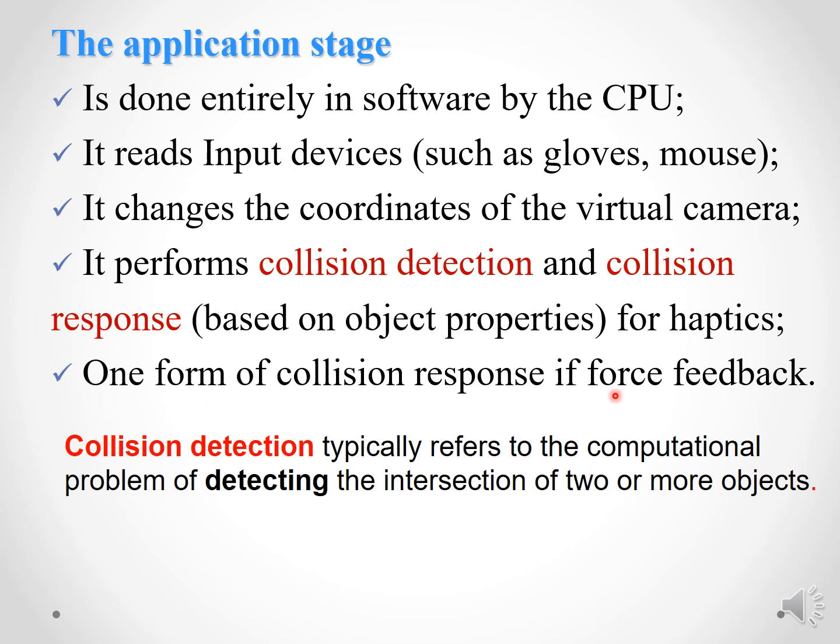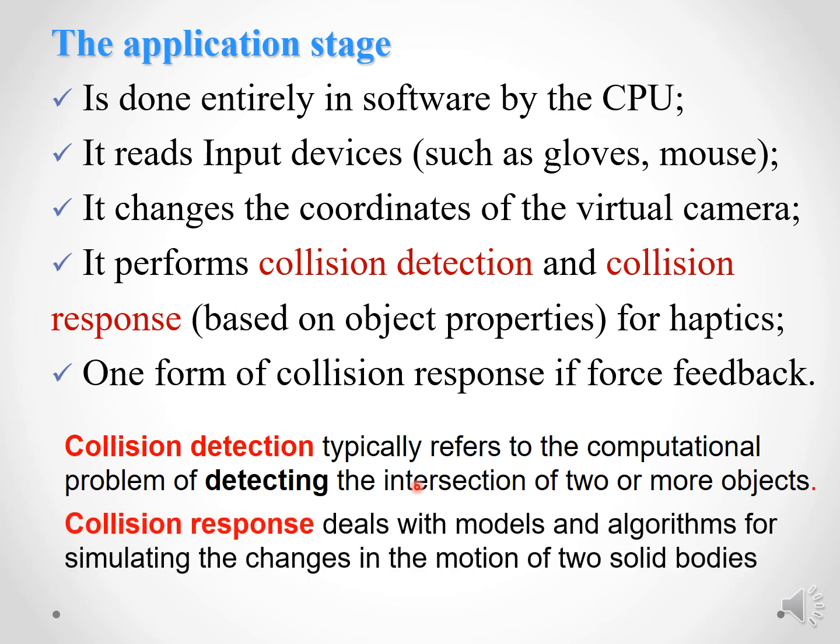So what is collision detection? Based on the definition here, collision detection typically refers to the computational problem of detecting the intersection of two or more objects. So the keyword of collision detection is detecting. Based on the name itself, detection is used to detect when two or more objects collide, hit each other or crash into each other. So its role is to detect whether two objects hit each other or not. So this is collision detection.